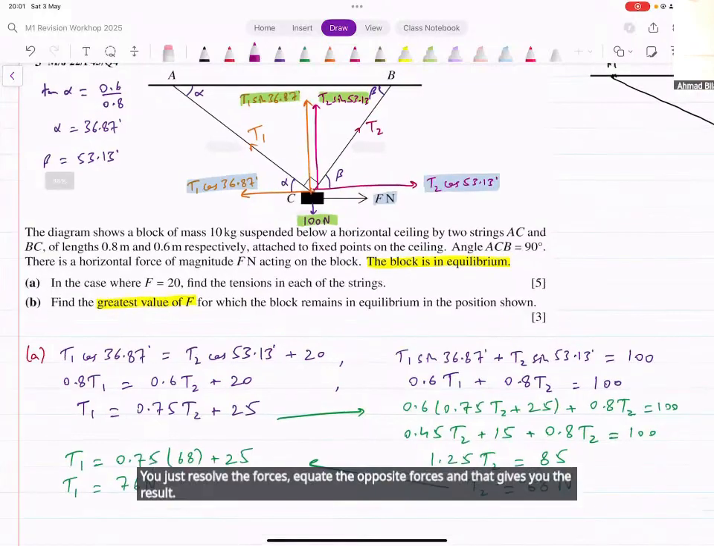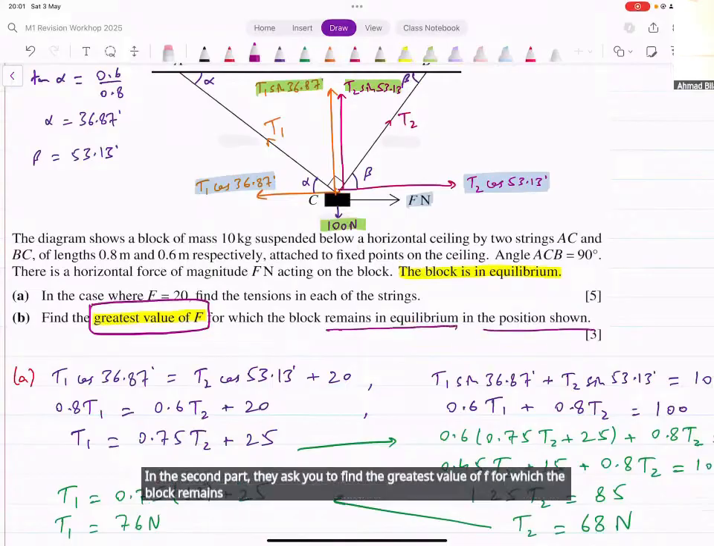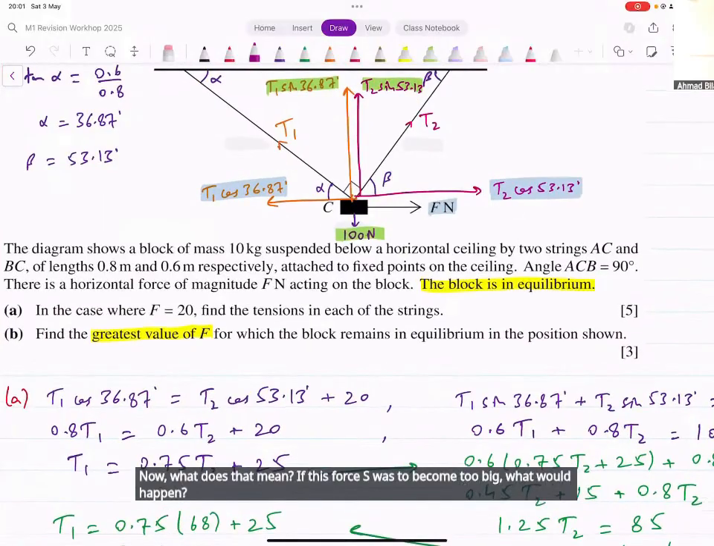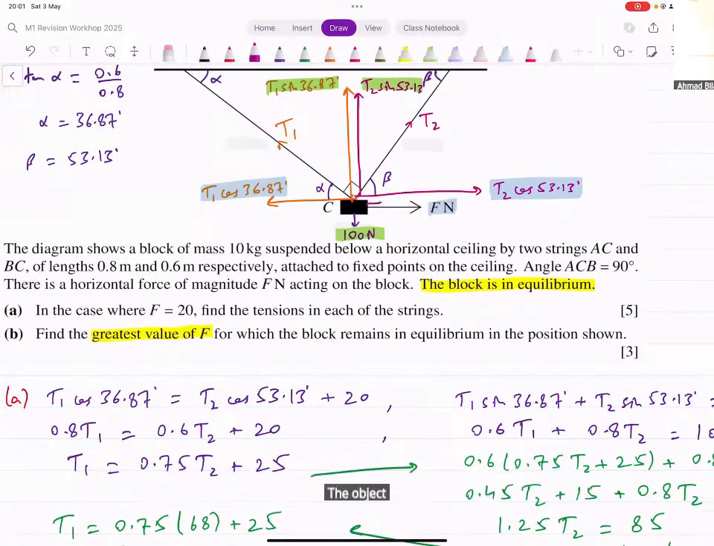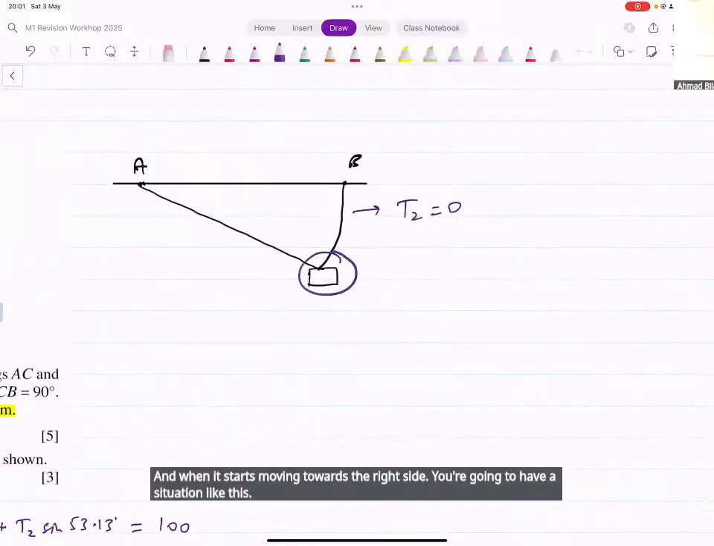In the second part, they ask you to find the greatest value of F for which the block remains in equilibrium in the position shown. Now, what does that mean? If this force F was to become too big, what would happen? The object is going to start moving towards the right side. And when it starts moving towards the right side, you're going to have a situation like this. The block moved towards right.